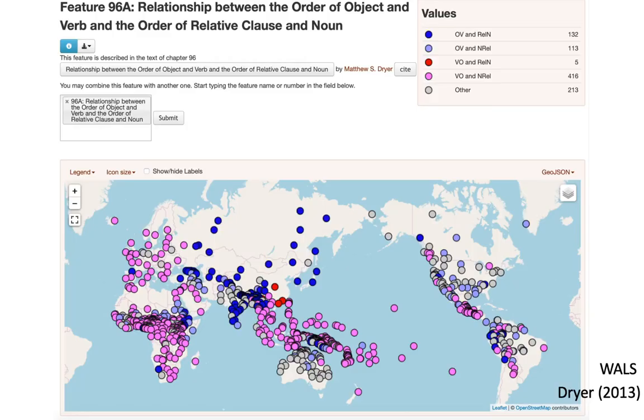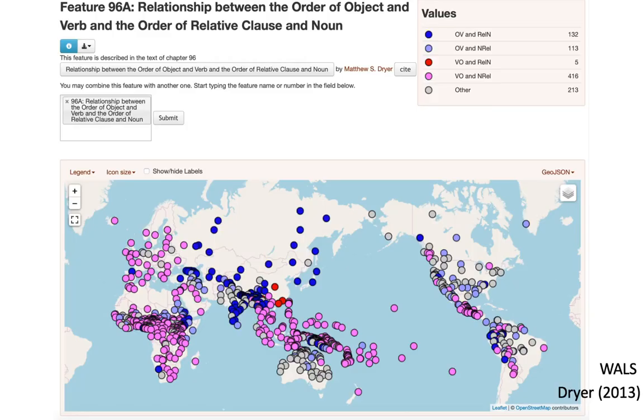This is another map from the World Atlas of Language Structures made by Matthew Dryer. It shows us that verb-final languages may have both relative clause-noun order, like in Japanese. These languages are marked in dark blue, but it also shows that some verb-final languages have noun-relative clause order, and these are marked in light blue.